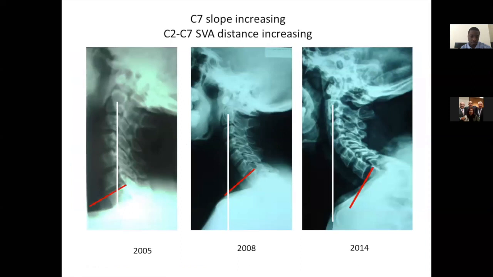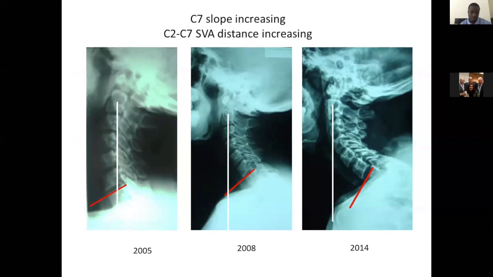Now, looking at the x-rays and looking at what we use nowadays, I certainly didn't use these measurements 12 years ago. If you look at the C2 C7 SVA line and the distance from the top of the C7 posterior corner, and also, I couldn't see the T1, so I actually did the C7 slope instead of T1, which is a reflection of the T1 slope.